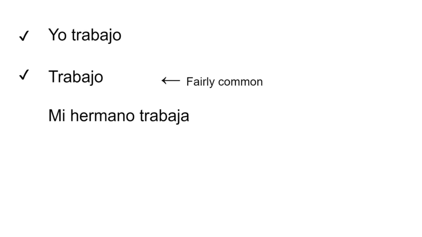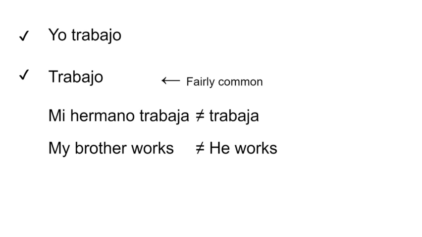As a result, Spanish speakers tend to use more trabajo, or the conjugated verb, since it is shorter. However, one may want to clarify who's doing the action when saying, my brother is working. Mi hermano trabaja means my brother works, while trabaja would only mean he works. In this case, both forms are not equal to each other, as can be seen.